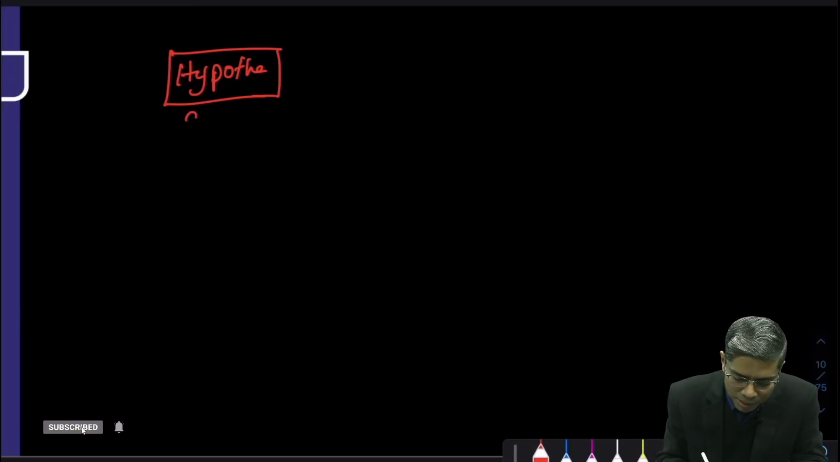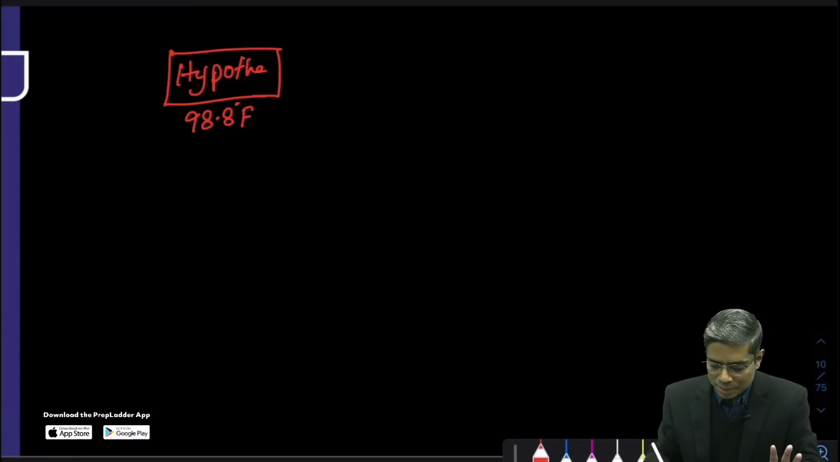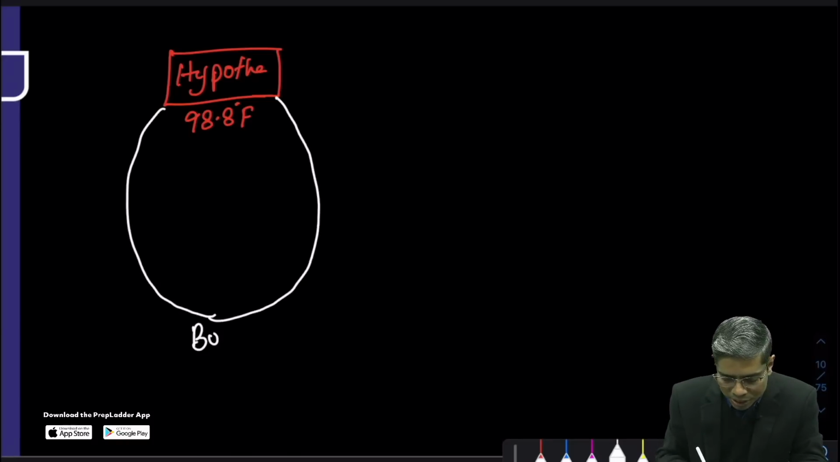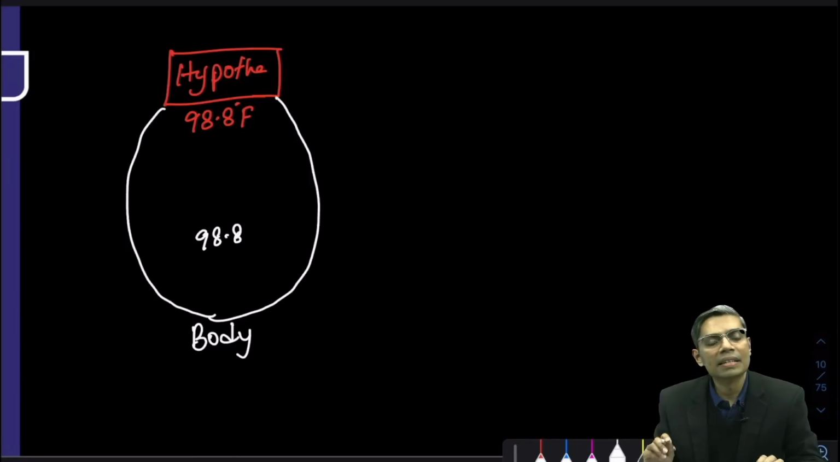So, when the body temperature is normal, all of you know the body temperature is in and around 98.8 degrees Fahrenheit. Okay. Suppose the hypothalamus has already set the body temperature to 98.8. What will happen in this condition? The whole body will remain at the same temperature, that is 98.8 degrees Fahrenheit.